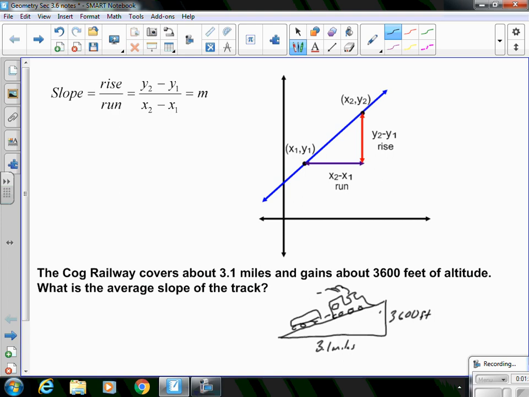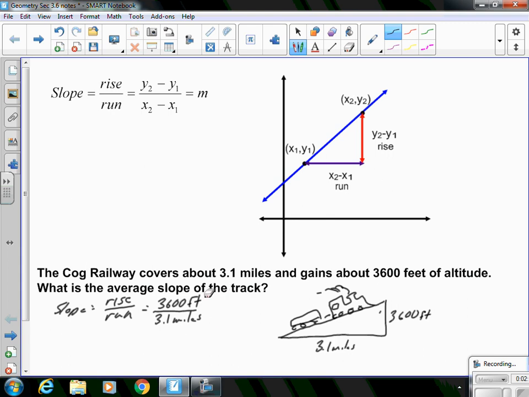So you've got a train going up the track, right? 3,600 feet up and 3.1 miles across. So our slope is rise over run. Since we don't have any x's or y's, we can't do the y2 minus y1 over x2 minus x1. So we're just doing the rise over the run, where the rise is 3,600 feet, and the run is 3.1 miles.